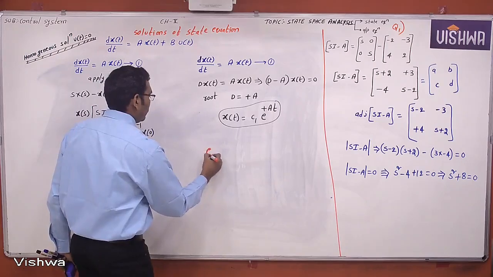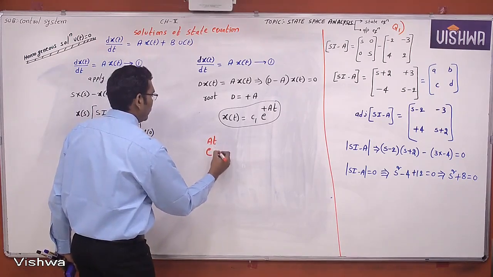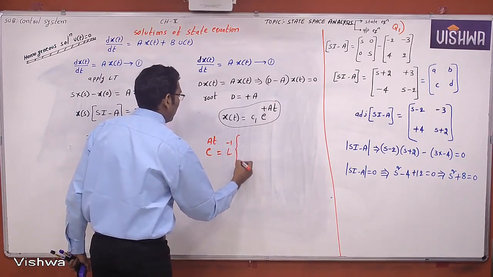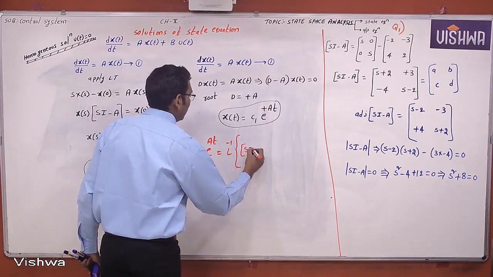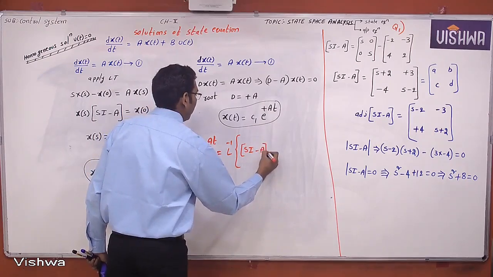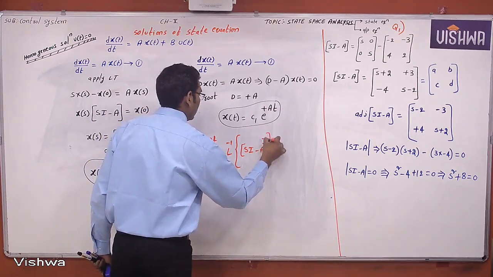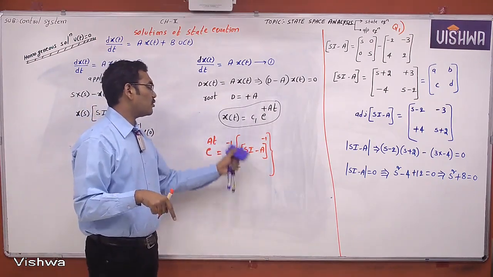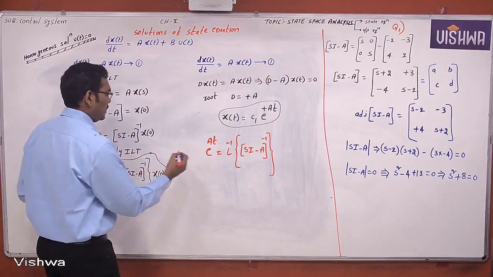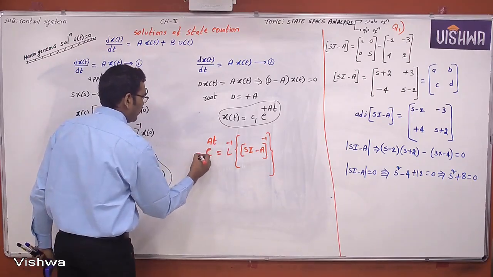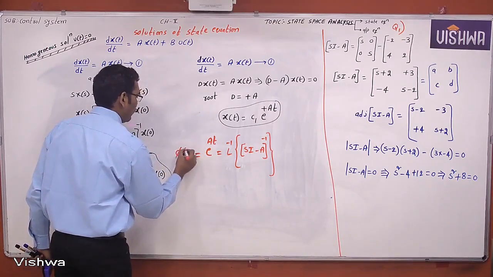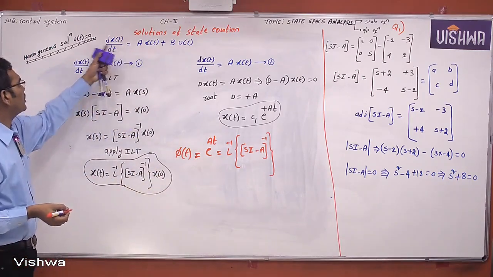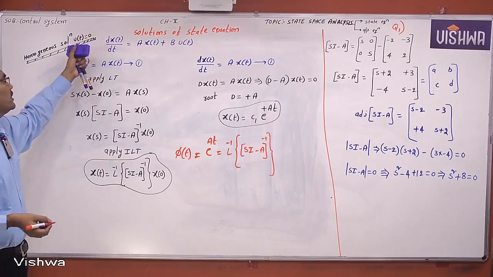e power at is equal to the inverse Laplace transformation of (sI minus A) matrix inverse. Now this is a function of time, therefore you may represent this as phi of t. This is the solution of the state equation under homogeneous condition, meaning input free condition.